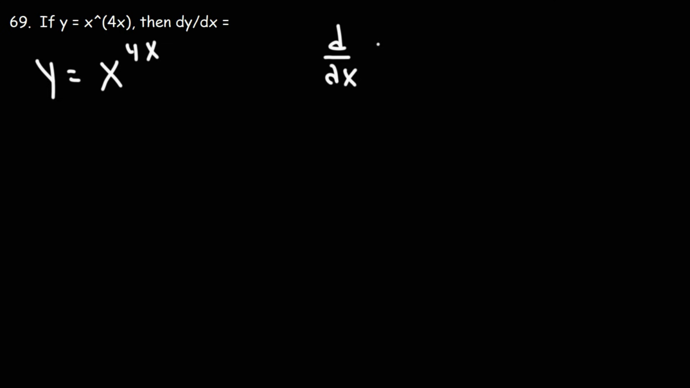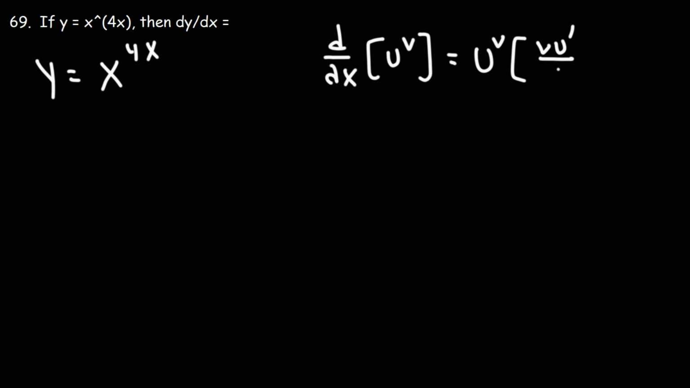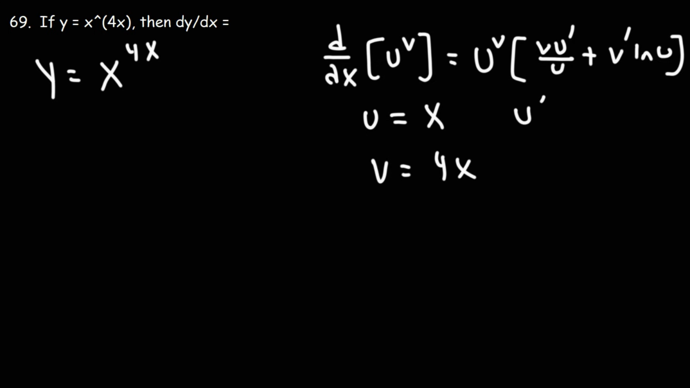The derivative of u raised to the v, where u and v are both functions of x, is going to be the same thing, u raised to the v times (v u prime over u plus v prime ln u). So in this problem, u is the base, which is x, v is the exponent, that's 4x, u prime, the derivative of x, is 1, v prime, the derivative of 4x, is 4.